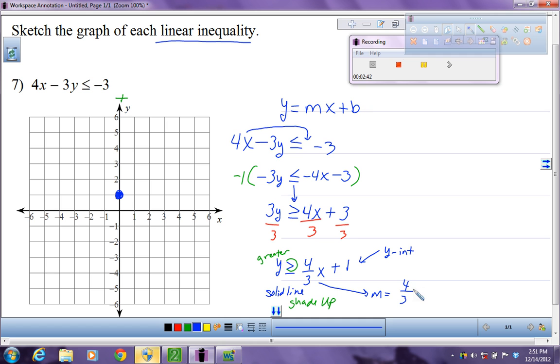Rise over run. So that means my 4 is positive. I'm going to rise 4. My 3 is positive. I'm going to run 3. So I'm going to go to the side, or to the right side. 1, 2, 3, 4. 1, 2, 3. Of course, once you're done that way, then the opposite way will be 4 down and 3 to the left.